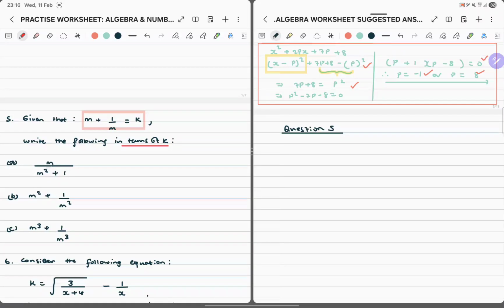Now, we've got m over m squared plus 1. We've got m squared plus 1 over m squared. M cubed plus 1 over m cubed. Okay, how are we going to get this business going?